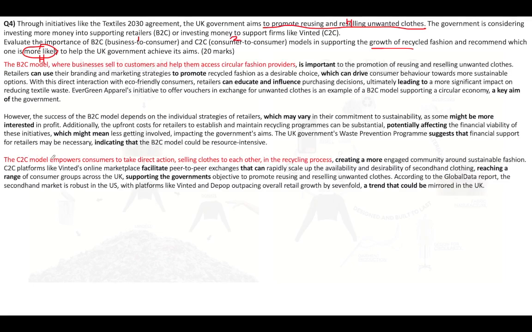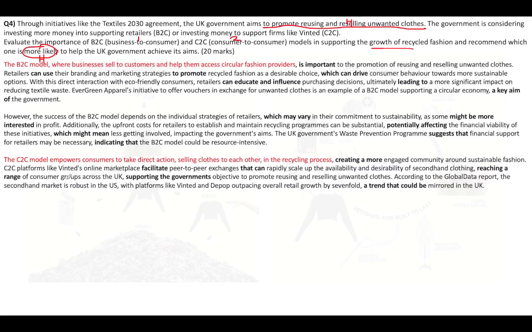The C2C model empowers consumers to take direct action, selling clothes to each other in the recycling process. Selling clothes to each other, consumers, demonstrates an understanding of the key term C2C, creating a more engaged community around sustainable fashion. C2C platforms like Vinted application or online marketplace facilitate peer-to-peer exchanges that can rapidly scale up availability and desirability of second-hand clothing, reaching a range of consumer groups across the UK.